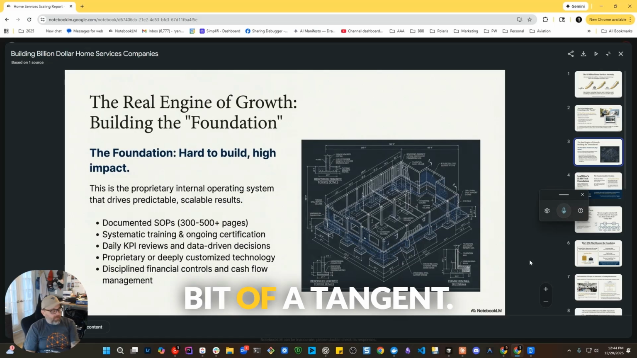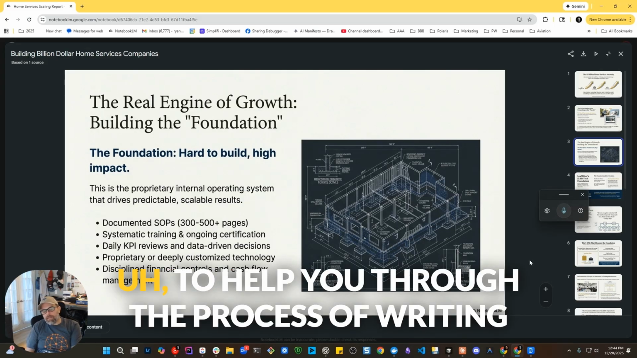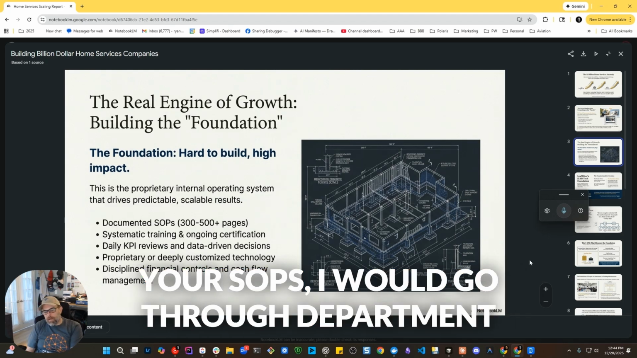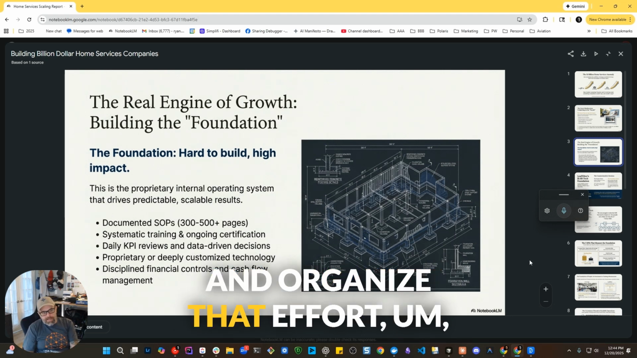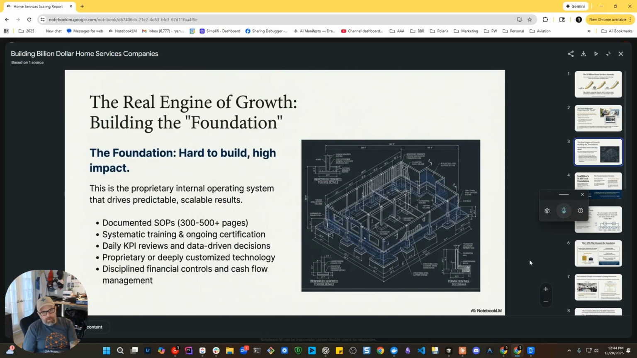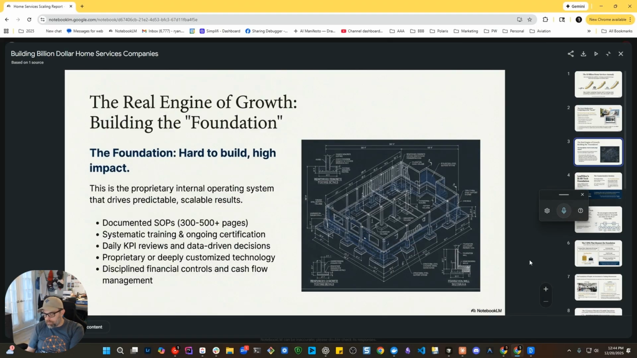And so here's a little bit of a tangent. Man, if AI is good for anything, it's good for that, to help you through the process of writing your SOPs. I would go through department by department and role by role and organize that effort in a collaborative way.